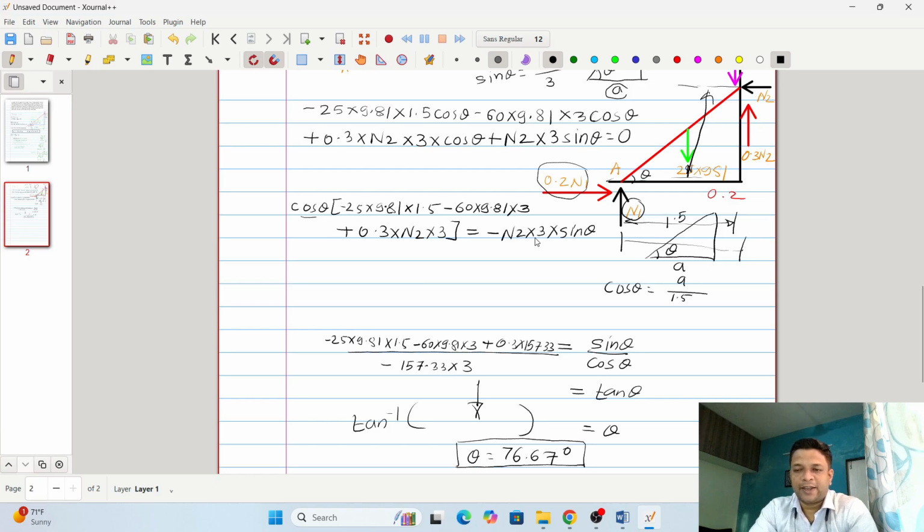Okay, I hope you understand this question. It is slightly difficult; taking moments and drawing the diagram makes this problem very complicated. But if you understood it, you can easily solve this question.